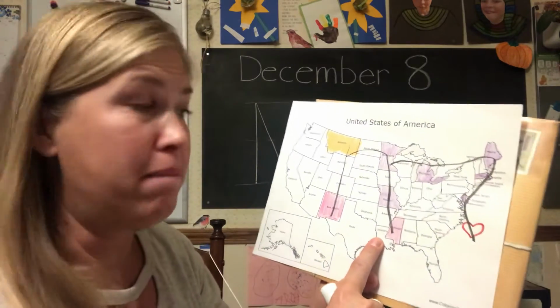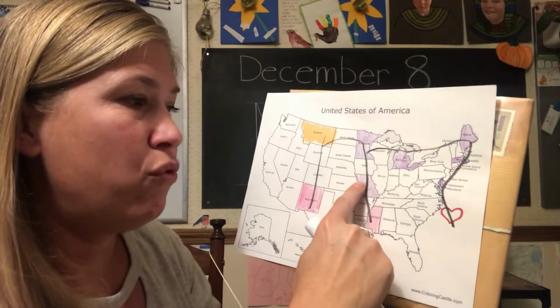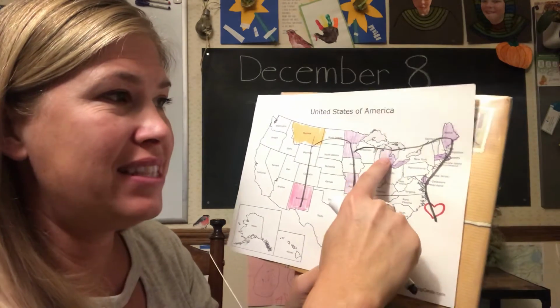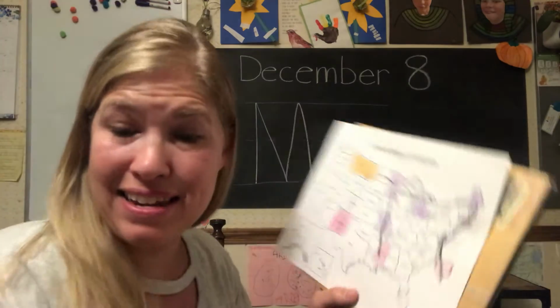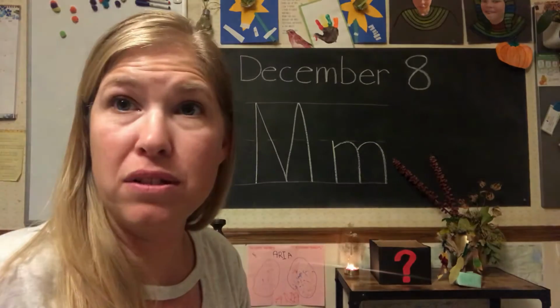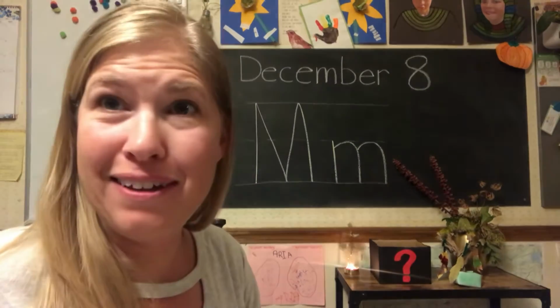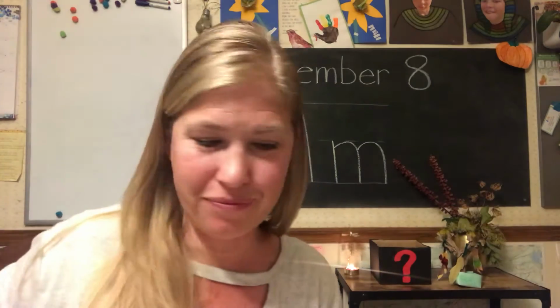How many different M states did we find? Let's count them. 1, 2, 3, 4, 5, 6, 7, 8, 9. 9 states. You know what else is 9? Tomorrow. Tomorrow will be 9.